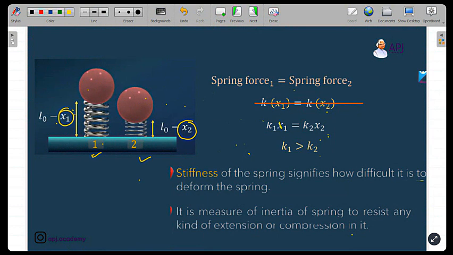Oh, it's not necessary. Yeah. So that is what the diagram says.